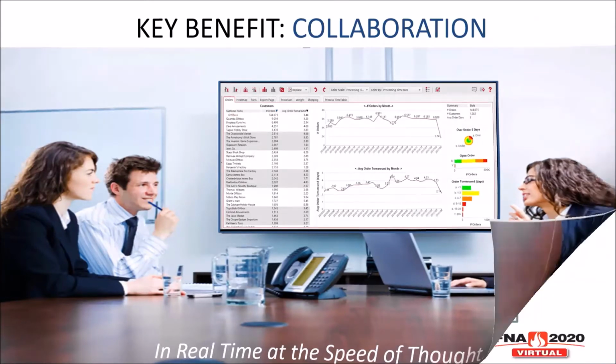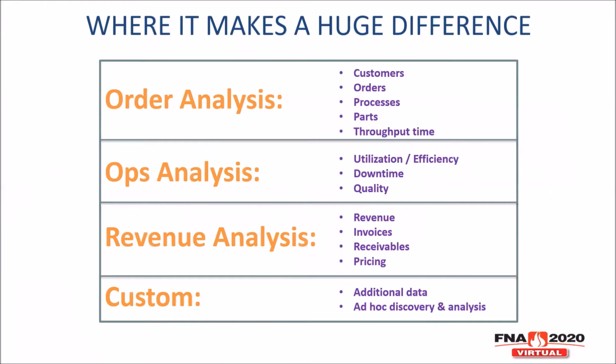So where this type of analytics, this data discovery, makes a huge difference is in order analysis. Customers, orders, processes, parts, throughput time. I'm going to show an example of using this for a customer who's coming in, and you want to show them how things have improved. We're also going to look at some orders and processes, and maybe orders that are taking longer to get through, 8 days or more, versus typically we're targeting 1 to 2 days.